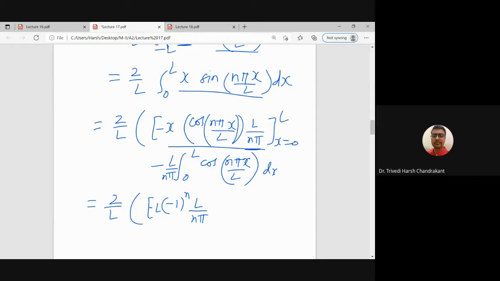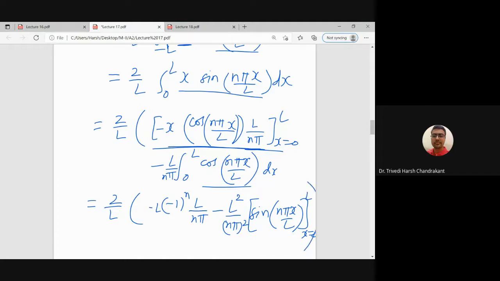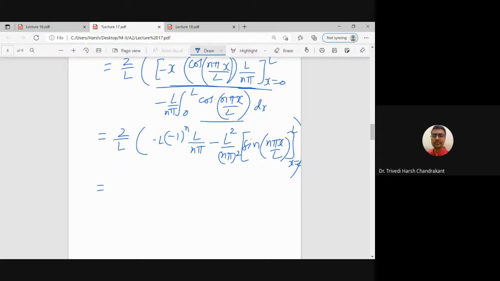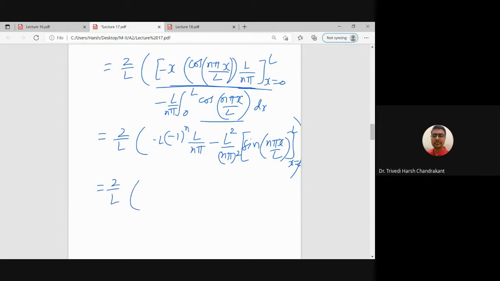So that is this term when we expand it, and the remaining term is minus. When we integrate this function again, L by n pi comes out, so we get L square divided by n pi square times sine n pi x divided by L, and the limit of this is from x equals 0 to L, right? So just check that. Now we need to substitute the limit here. So if we substitute the limit, let us simplify this.